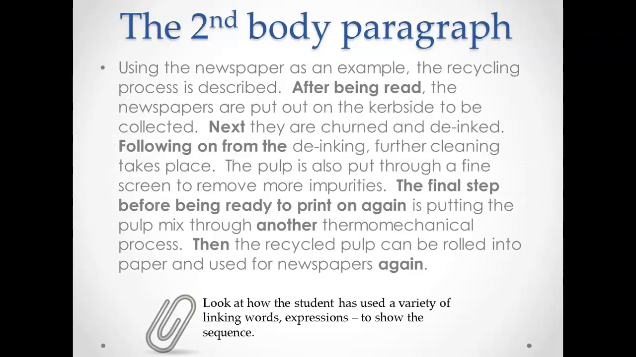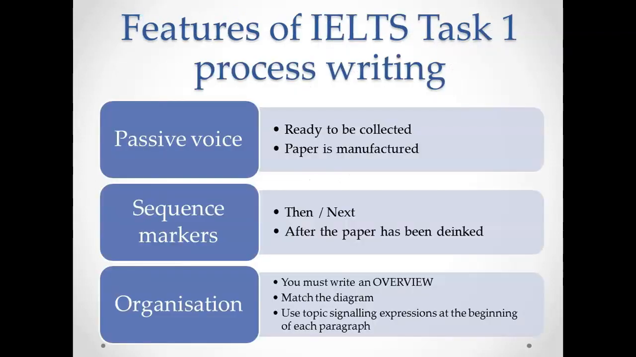I hope you paused that and read it properly. So what are the good features of process writing in IELTS Task 1? You need excellent control of passive voice. You need good variety of sequence markers with the best verb tense. Notice this one, after, is followed by present perfect. And your organisation must match the diagram.